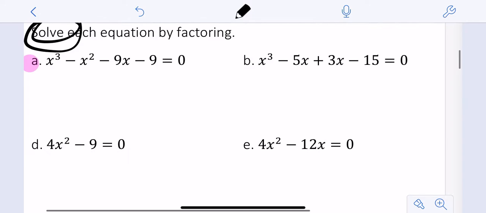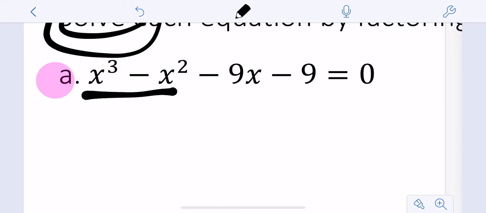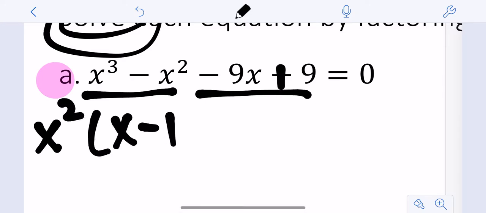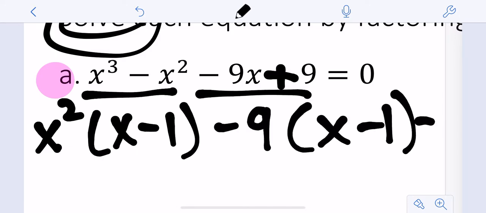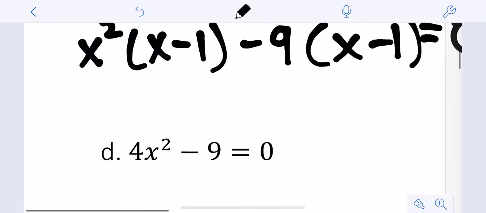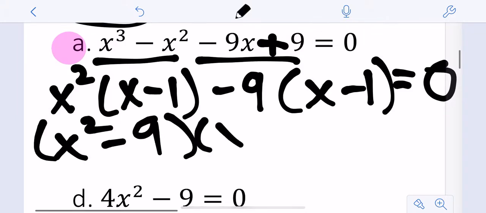So let's say I'm factoring letter A. So this one, I've got 4 terms. There's nothing I can combine. So I'm going to factor by grouping. So group my first 2, group my second 2. The GCF of the first 2 is x, and that leaves me with x minus 1. The GCF of the second 2, and that's actually a typo, is negative 9, and that leaves me with x minus 1, still equal to 0, right? And so I can put my x squared minus 9 together and my x minus 1 together.